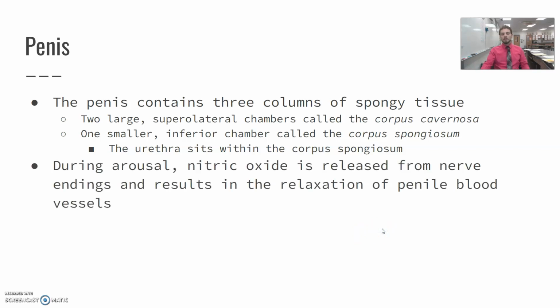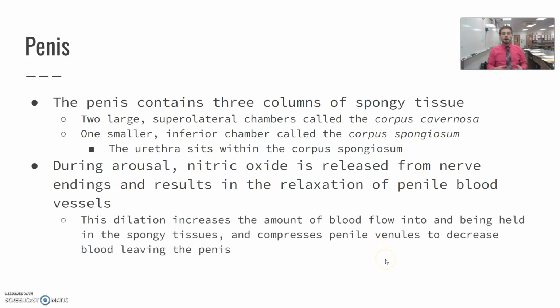And so during arousal, nitric oxide is going to be released from different nerve endings located within the penis. There's lots and lots of nerve endings located here, but that nitric oxide is going to result in the relaxation of the blood vessels located within, which is going to cause a lot more dilation, a lot more blood flowing into the penis, and very little is going to be flowing out.